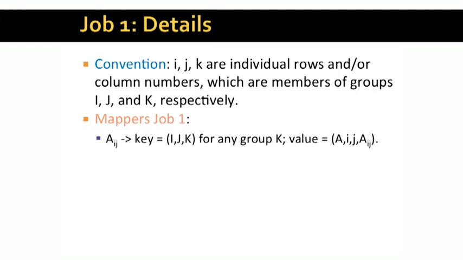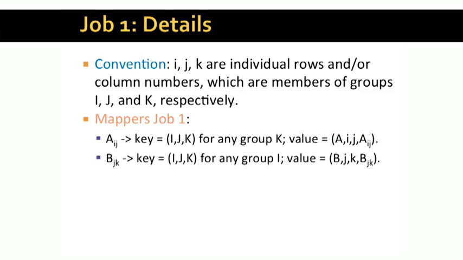Let's see what it does when given an element A_ij. First, it will generate G key-value pairs. The keys will be capital I, J, K for any group capital K. But capital I and J are the particular groups into which row little i and column little j belong. The value will have enough information for the reducer to figure out what is going on. It needs to know A, that is, that this is an element of input matrix A rather than B. It needs to know i and j, so it knows where this element fits into the matrix A, and it needs to know the value A_ij.